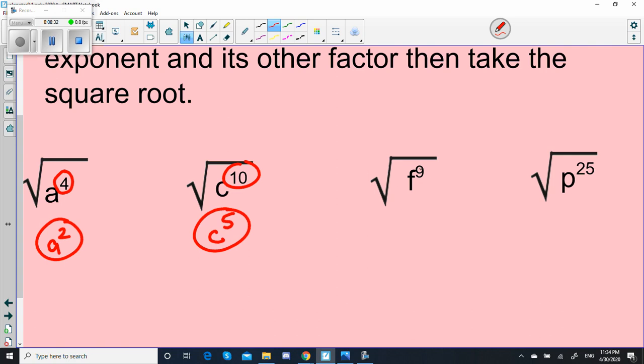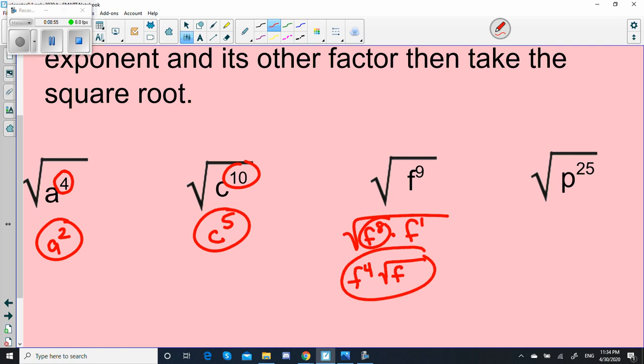Now this one's a little different because it's odd. So what I do here is I break it into the highest amount of even f's that I can, which would be f to the 8 times f. The f to the 8 is my perfect one. So the square root of f to the 8 is f to the 4th, because I take half of it, and then I leave the f, which has the exponent 1, underneath the radical sign. So that's my answer there. Same thing here for the p's.